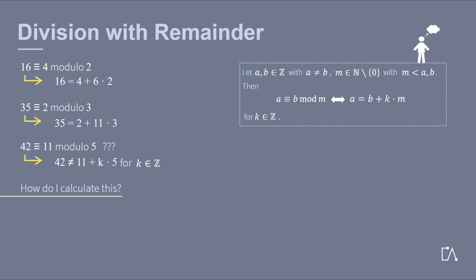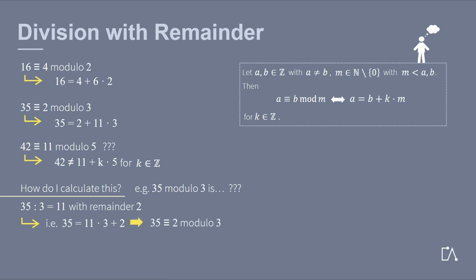But how do I calculate this? And in particular with larger numbers? Let's look again at example 2. We have to find out what 35 is equal to modulo 3. For this, we divide 35 by 3, which gives us 11 with a remainder of 2. Hence, we can write 35 as 11 times 3 with remainder 2, and therefore 35 equals 2 modulo 3.